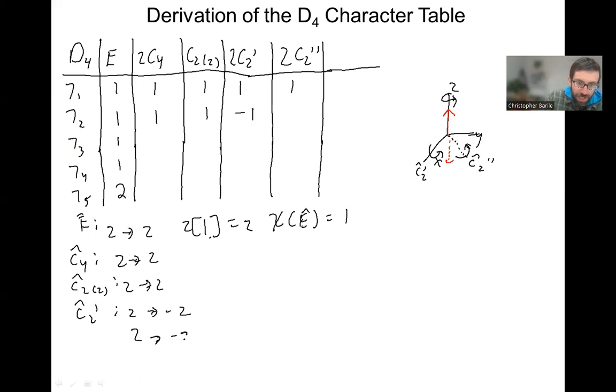It's still going to be z. This one's easy to visualize, I hope. C2 double prime goes z to z because it's still a flip. It doesn't matter what angle in this xy plane you're doing this 180-degree rotation, you're still going to take z going to z. So you're going to get -1 there. And that's how your function z is going to transform. So this is nice. It helped derive one of these irreducible representations for us.